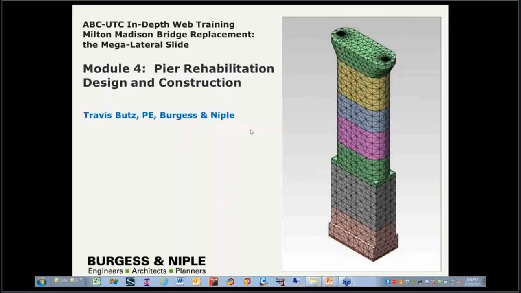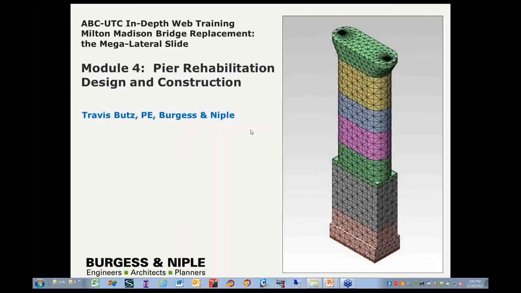Thanks, Mary Lou. Okay, so in this module, I'm going to focus specifically on the rehabilitation of the existing river piers, both from the design and the construction side. And I'll talk in detail about the design methods we used and about how we dealt with some of the setbacks we had during construction.